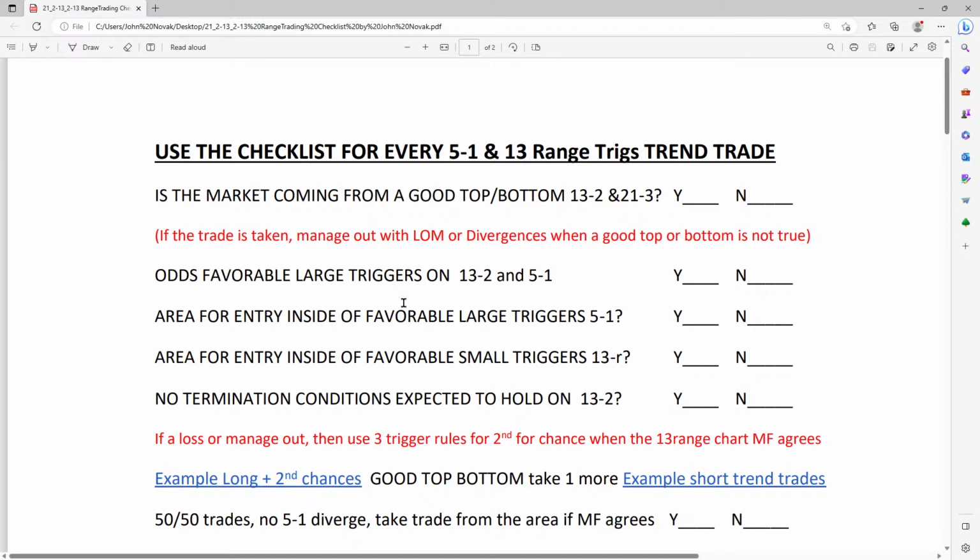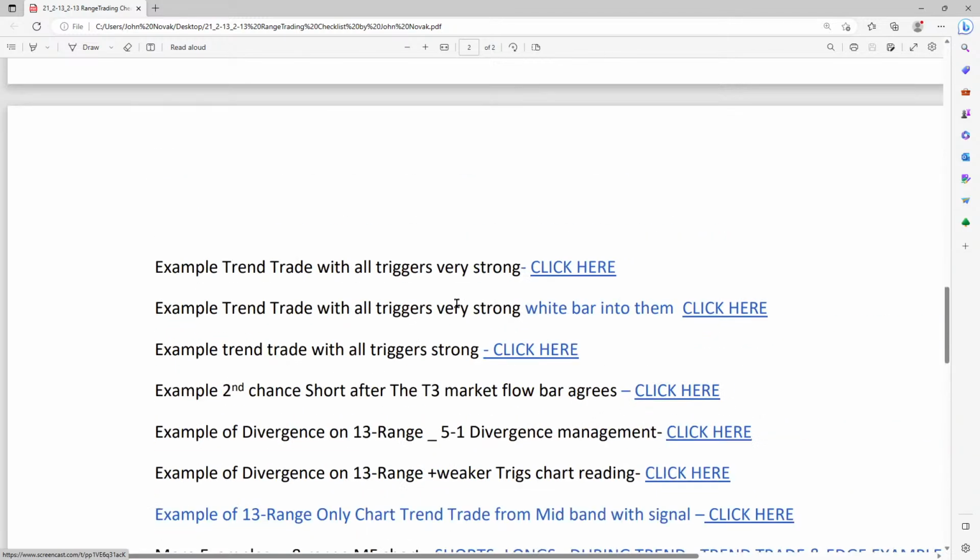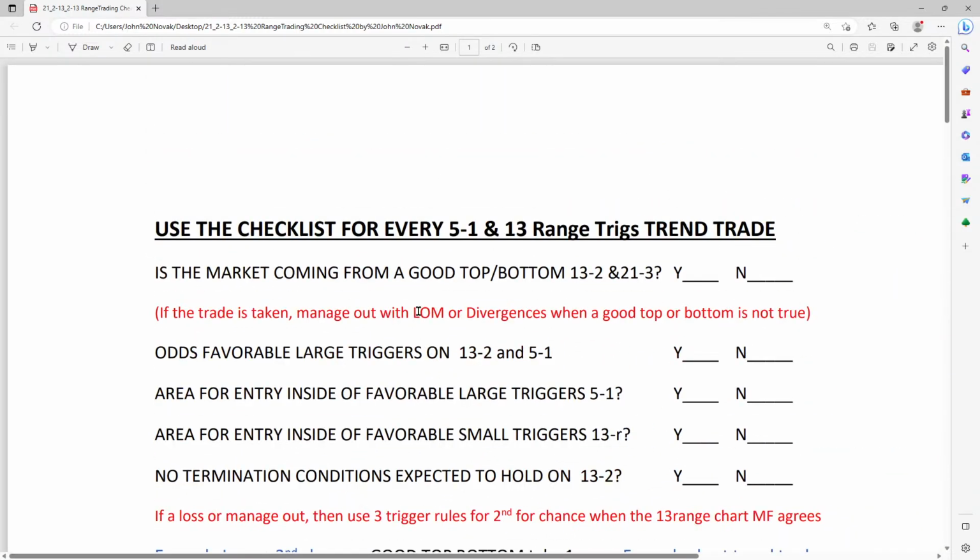So I want to go through my rules, and look, I've put a bunch of examples in here. I wanted to go through these if you guys don't mind, and then we'll go look at the market. We have about 15 minutes before it opens anyway.